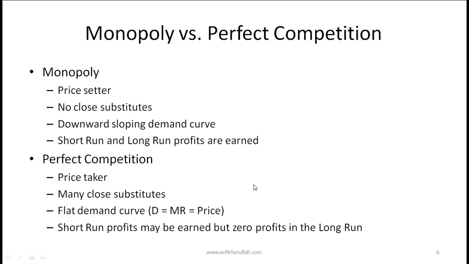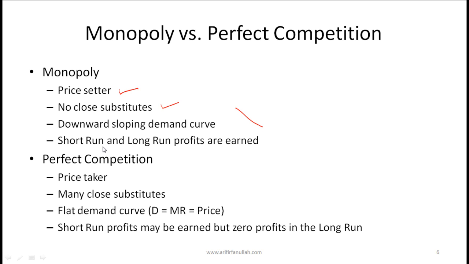The CFA loves to ask questions comparing different industry structures, and we've already talked about perfect competition. So let's look at the differences between a monopoly and a perfectly competitive business. So monopoly, as you've seen, is a price setter. So they figure out what quantity to sell to maximize their profits, and then based on that quantity they set a given price. With a monopoly, there should be no close substitutes. If there are close substitutes, then it will not be a monopoly. So important to know that there are no close substitutes.